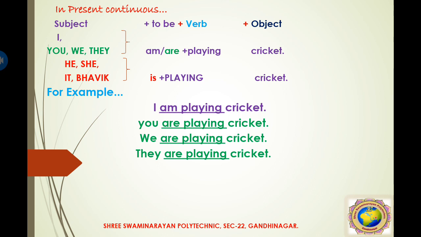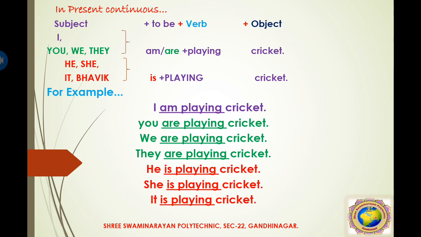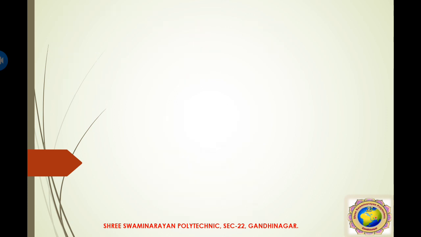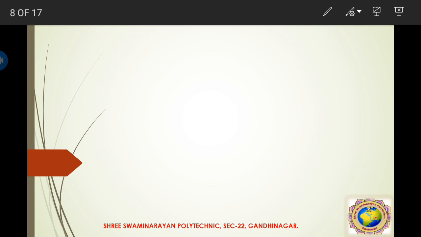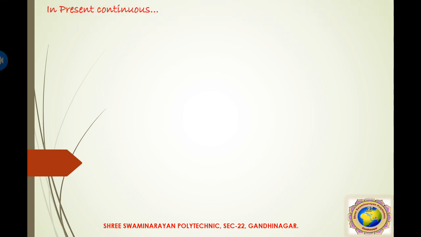So these three are in a plural form using are. For the third person, we are using he is playing cricket, she is playing cricket, or it is playing cricket, or any name is playing cricket. So these are the examples using the verb play. In the same way, we have discussed some other examples also.